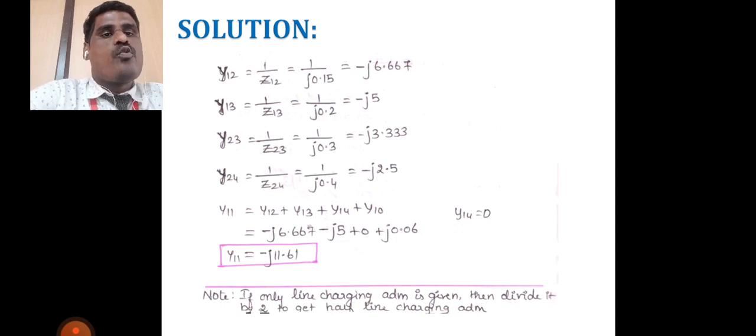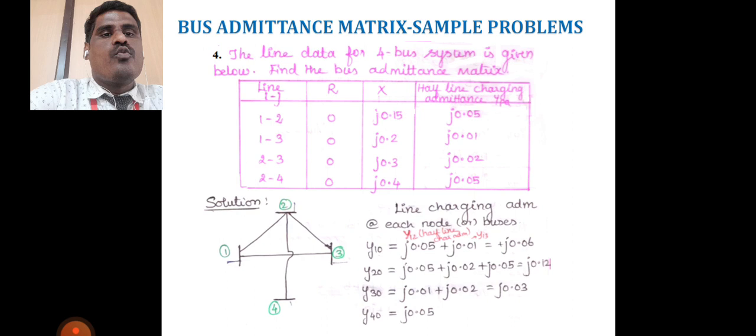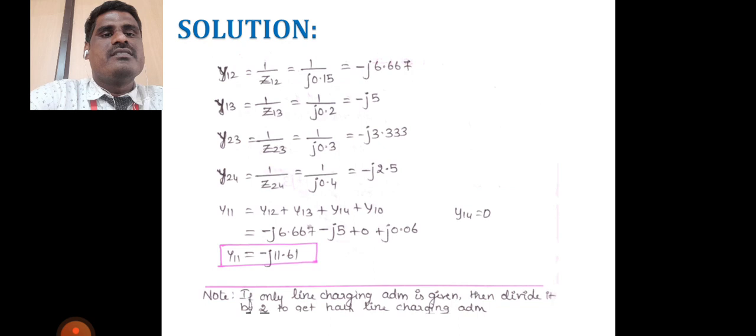Next we can calculate Y13. Y13 is nothing but 1 by Z13. So, 1 by j 0.2, 1 to 3. 1 to 3 means the value is j 0.2. Please see in the tabular column the third value, 2 to 3. For the 2 to 3 connection, the resistance value is 0 and the reactance value is j 0.3. So, Y23 equals 1 by Z23 equals 1 by j 0.3.